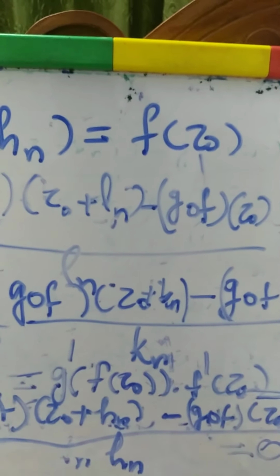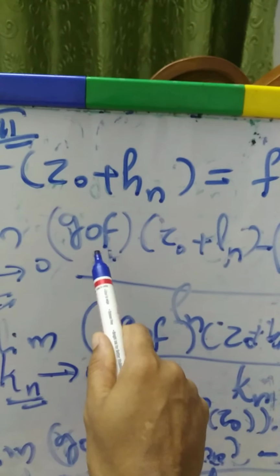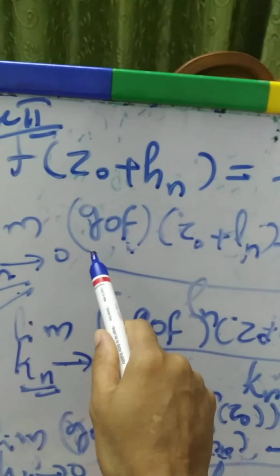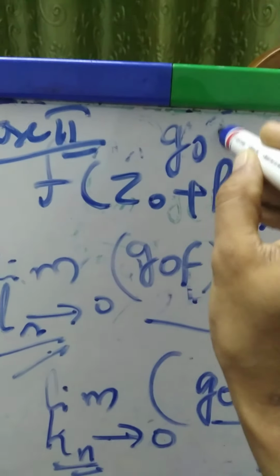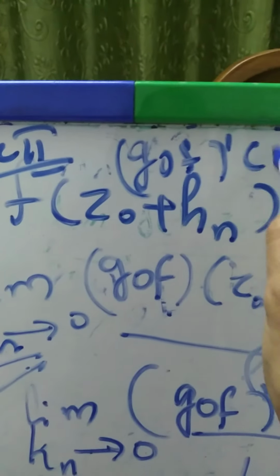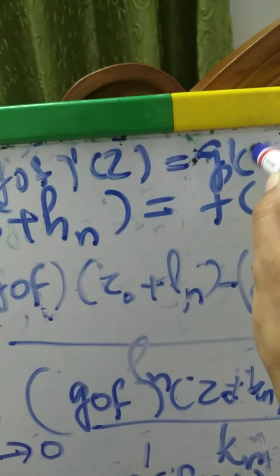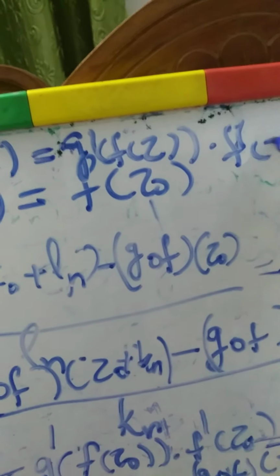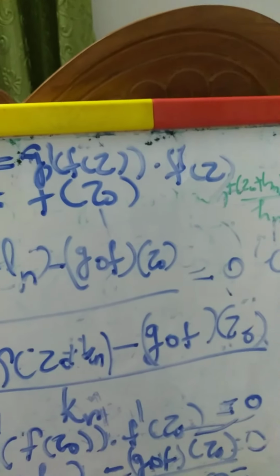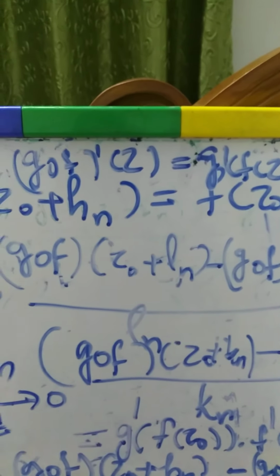Since z naught is an arbitrary point from G, you can say that G composition f dash of z is equal to G dash of f of z into f dash of z, since z naught belonging to G is arbitrary. Okay.